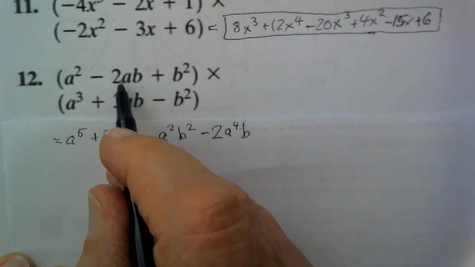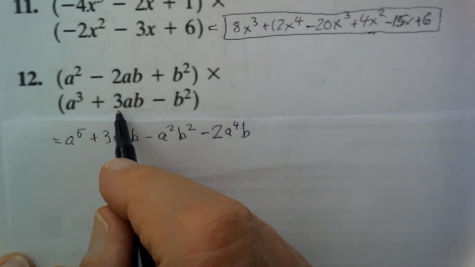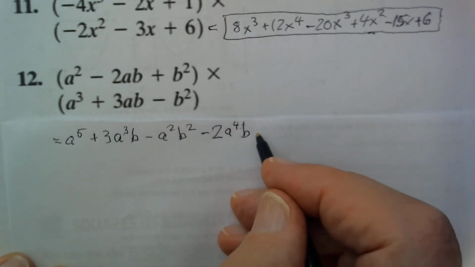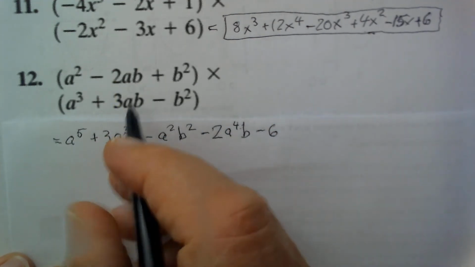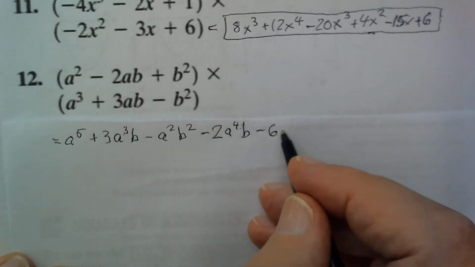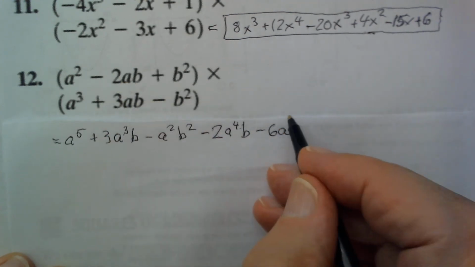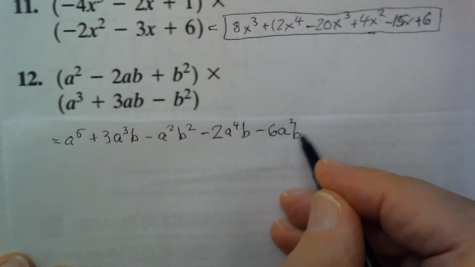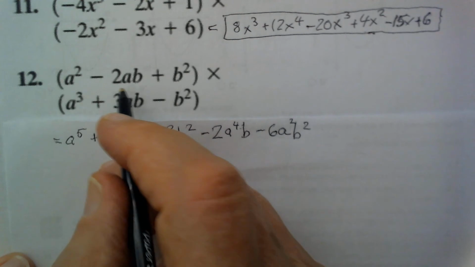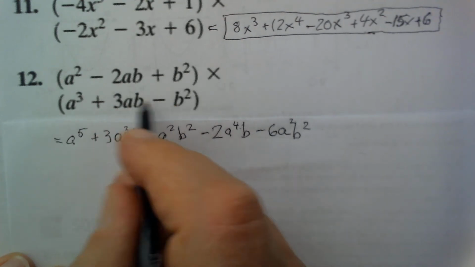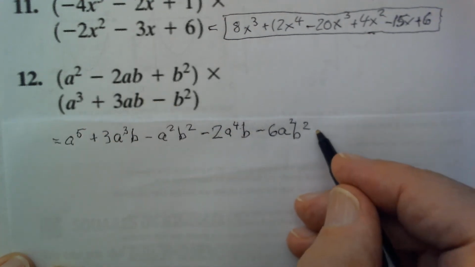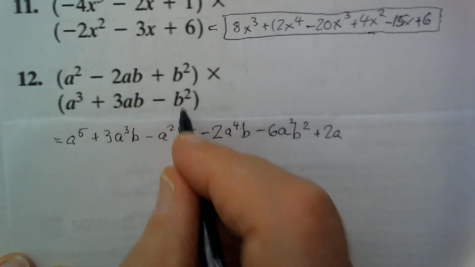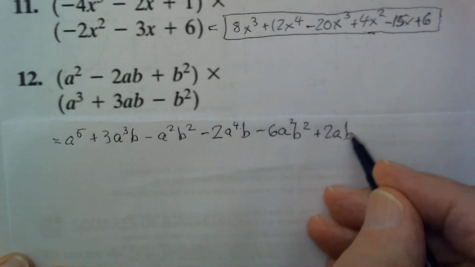And then minus 2ab times positive 3ab. Well, minus 2 times positive 3 is minus 6, and a times a is a squared, and b times b is b squared. And minus 2ab times minus b squared, minus times minus is a plus. That's 2a, and then b times b squared is b to the third.